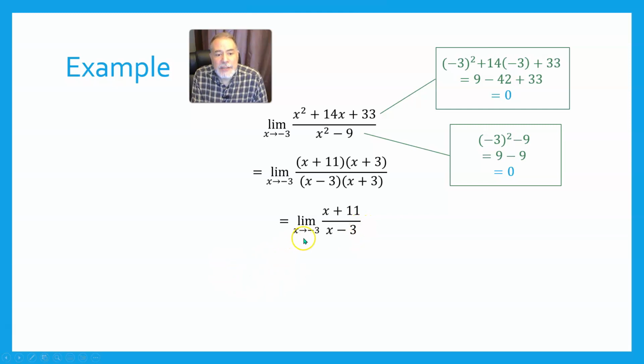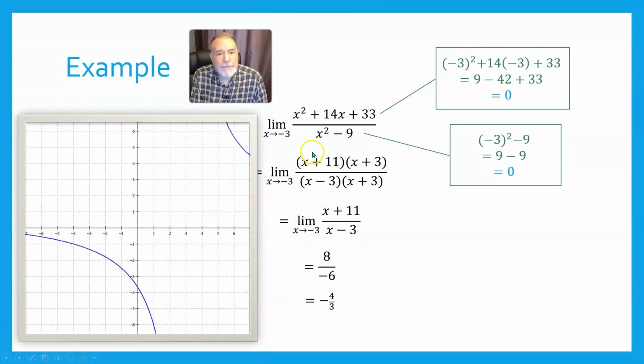So now we can see what happens as x approaches negative 3. The numerator would be going to negative 3 plus 11, that's 8. The denominator would be going to negative 3 minus 3, that's negative 6. And so the limit of the whole thing is 8 over negative 6, or negative 4/3.